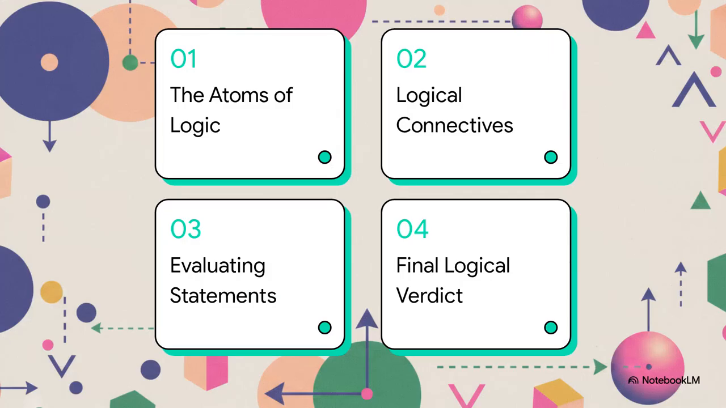Okay, let's just jump right into the agenda. We'll start off by examining the atoms of logic, then move into the 5 logical connectives that bind them. After that, we'll explore how we actually evaluate compound statements, and finally, we'll look at the final logical verdict. We're taking a systematic, building block approach here to make everything incredibly clear.